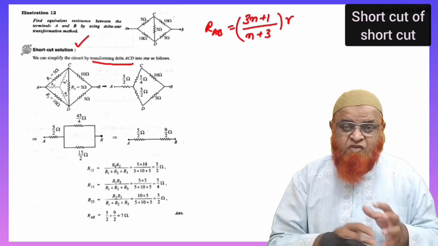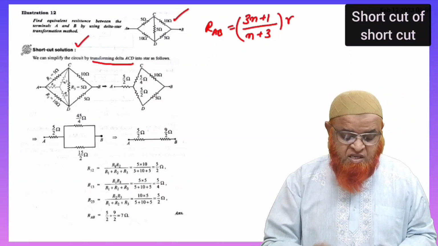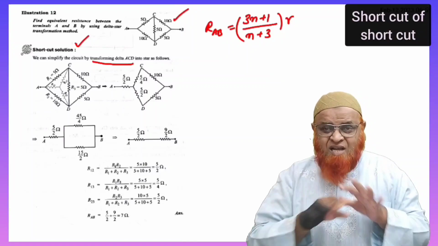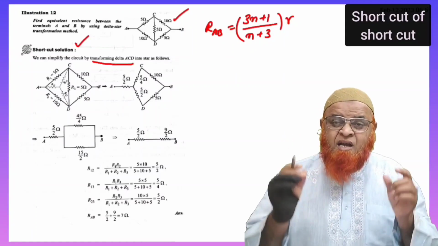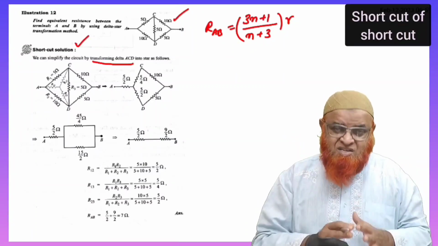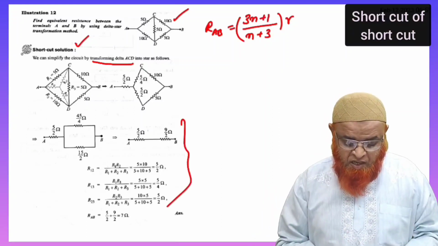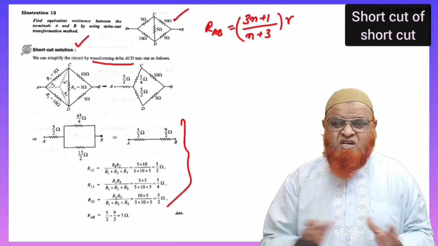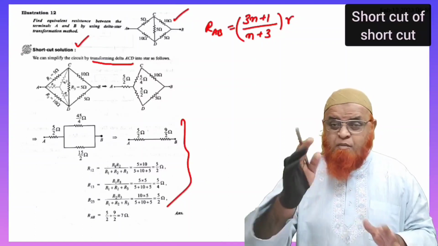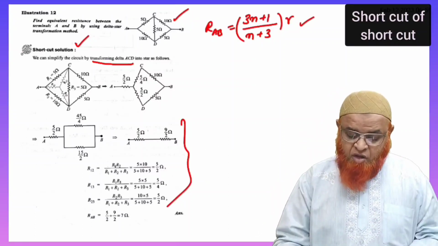If this type of uneven Wheatstone bridge, where the resistances are 5, 10, 10, 5, which is unsymmetric, we cannot apply the balanced Wheatstone bridge condition. For that, he has solved a lengthy method, delta star transformation. It takes really 1 or 2 minutes. Definitely it will be wasted. So I am giving a shortcut formula here.